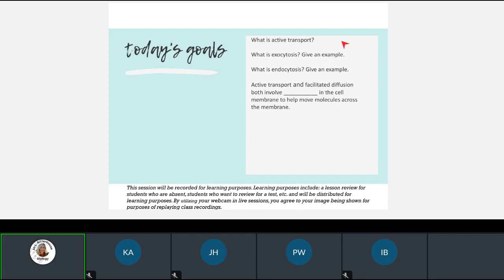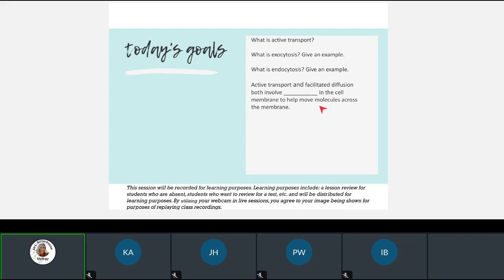All right, Pip, why don't you read the first two and I'll have Ireland read the second two. All right, today's goals. What is active transport and what is exocytosis? Give an example. All right, take it away, Irie. What is endocytosis? Give an example. Active transport and facilitated diffusion both involve blank in the cell membrane to help move molecules across the membrane.